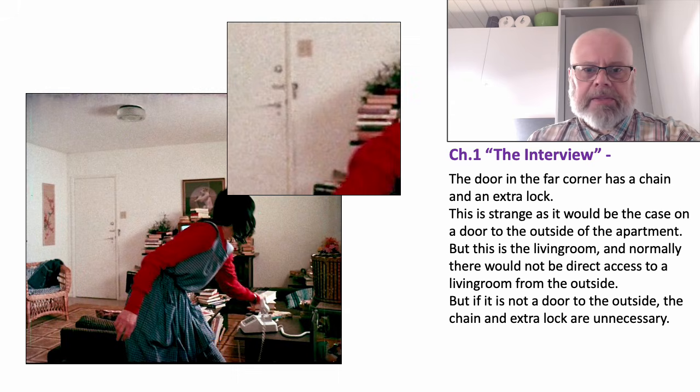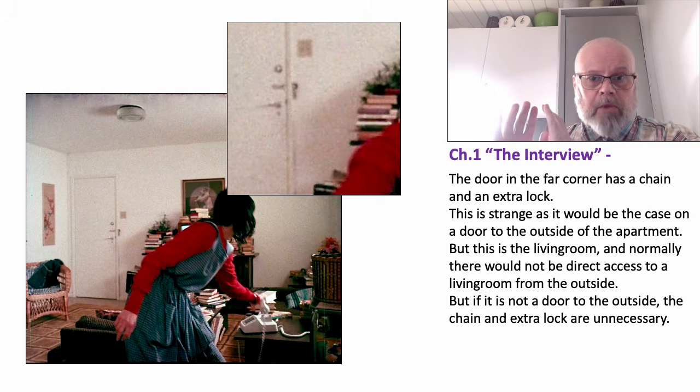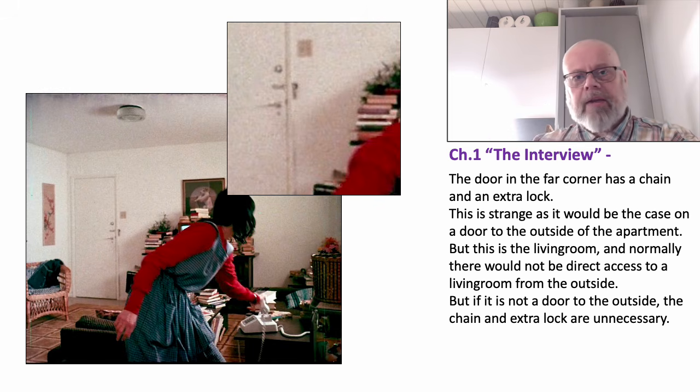Okay, so when the phone rings, the door at the far corner has a chain and an extra lock, right? Why? This is strange. It would be the case on a door to outside the apartment, but this is in the living room, and normally there would be no direct access to a living room directly from the outside, right? It might be different in the part of the world I'm living in, but you will never walk directly into a living room, as far as I'm concerned, anywhere. But if this is not a door to the outside, the chain and the extra lock are unnecessary, right?